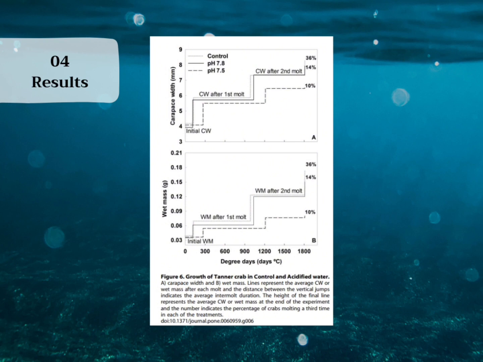A. Shell weights, with control tank and pH 7.8 tanks having similar percentages during the first and second modes. B. Wet mass, control tanks and pH 7.8 having similar percentages during the first mode, the first time and the second time. The line represents the mean carapace width made after each molt. The distance between vertical jumps indicates the average duration of the modes. The final line height represents the mean carapace width made at the end of the experiment. This number represents the percentage of crab modes.